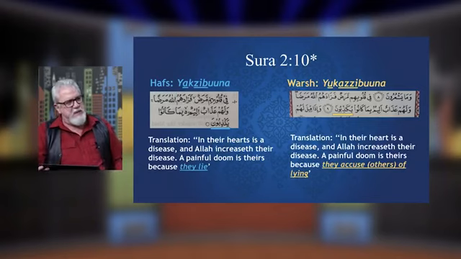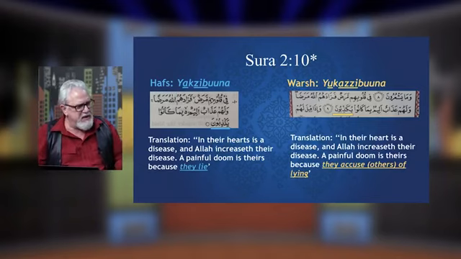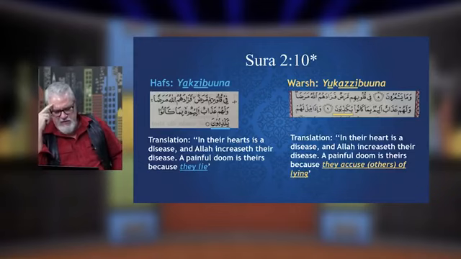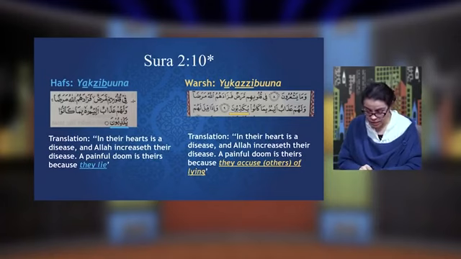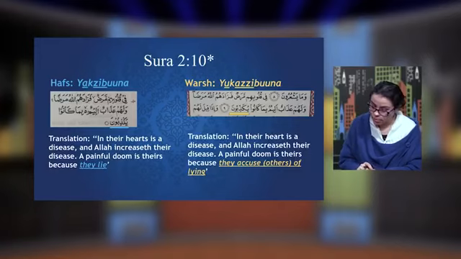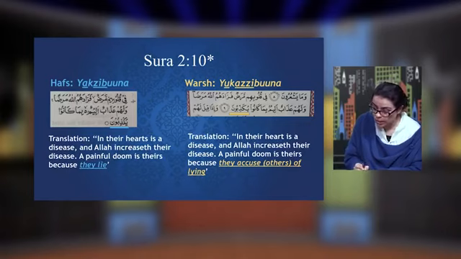Now, let's look at the translation, because this does change the meaning, doesn't it? Let's read what the Hafs is versus the translation in the Warsh. Go ahead, why don't you do that? I read the Hafs and then you read the Warsh. All right? In their hearts is a disease, and Allah increased their disease. A painful doom is theirs because they lie. So the word we are looking at is lie.